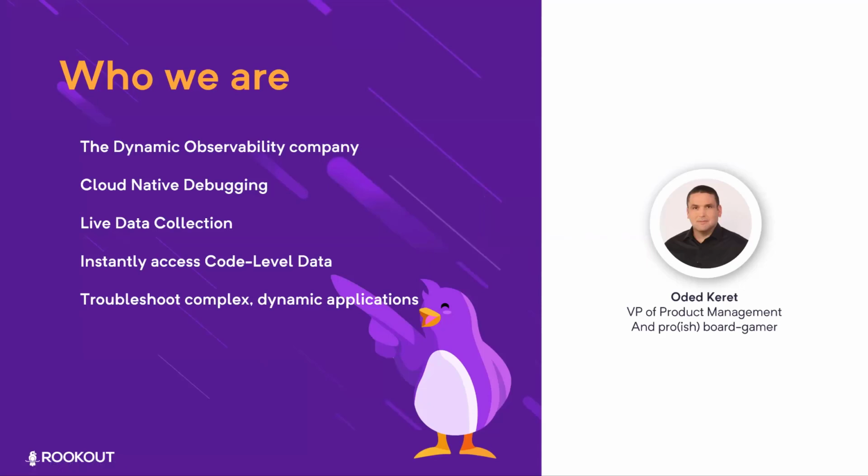Who we are at Rookout, we see ourselves as the dynamic observability company. We deliver a platform that allows cloud-native debugging and live data collection. What that means for software engineers developing cloud-native apps is that we give them instant access to code-level data, which is critical in allowing troubleshooting of complex dynamic applications. And more on that in just a couple of slides.